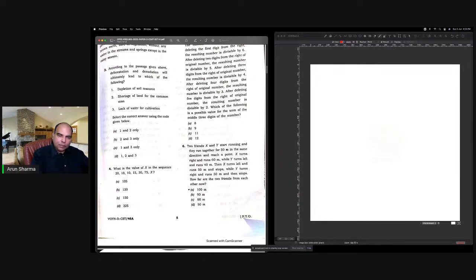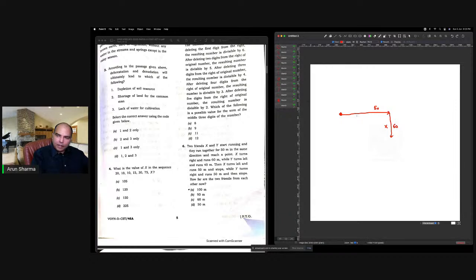You should do this. Two friends X, Y start running and they run together for 50 meters in the same direction and reach a point. So let's say they are moving in this direction, X and Y. They have done 50. X turns right and runs 60 meters. So X is turned right and runs 60 meters.